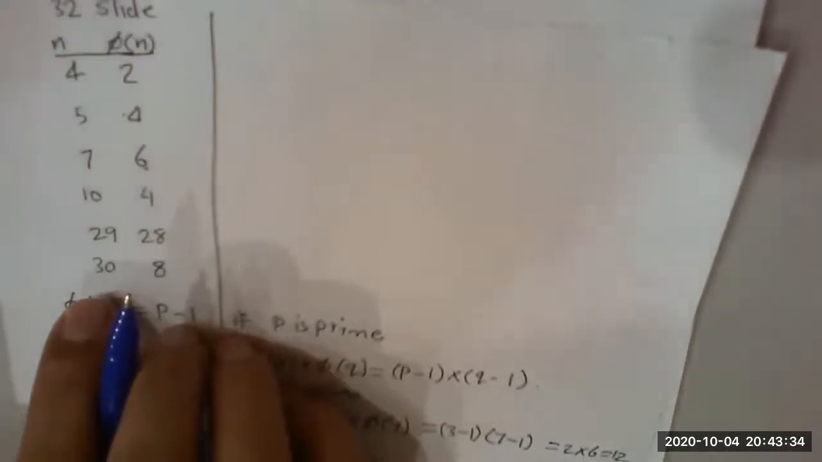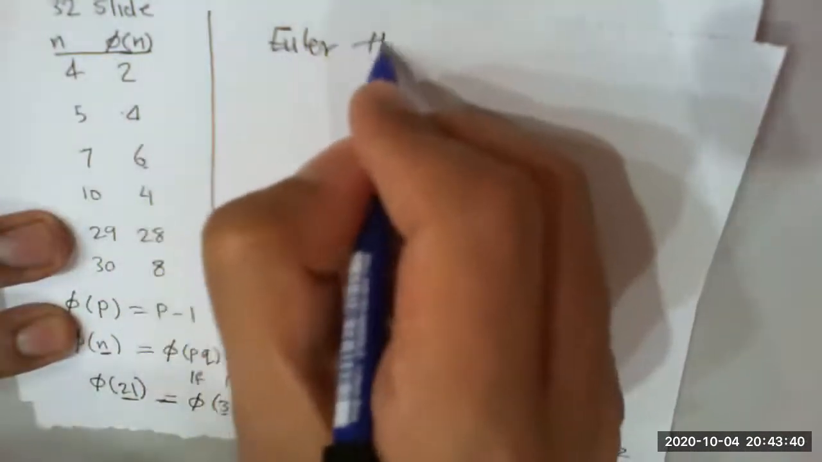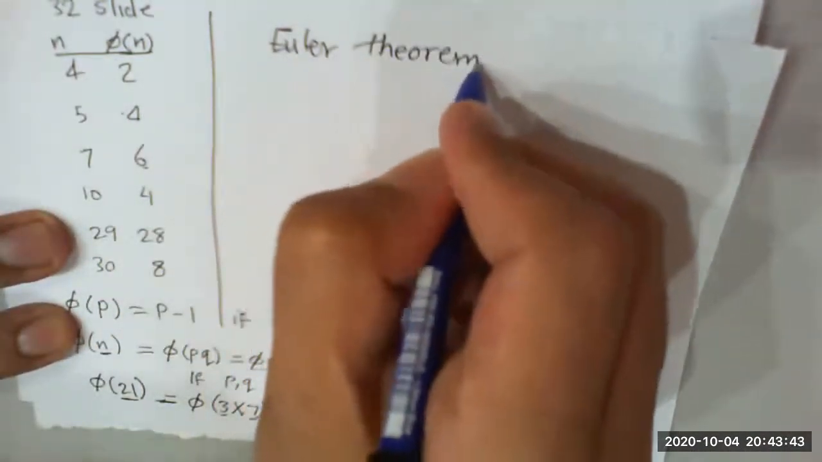Okay? And that's it for the quotient function. Now I can apply the quotient function for Fermat's theorem. I can extend Fermat's theorem to Euler's theorem. This is an extension of Fermat's theorem.